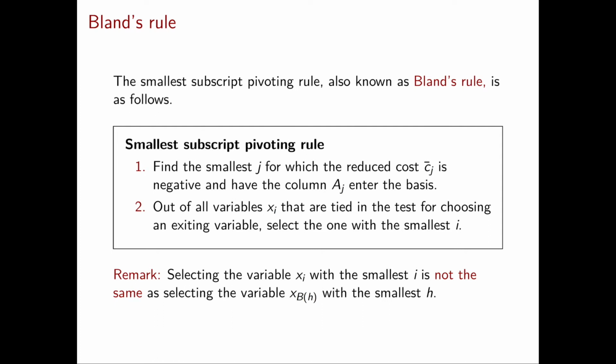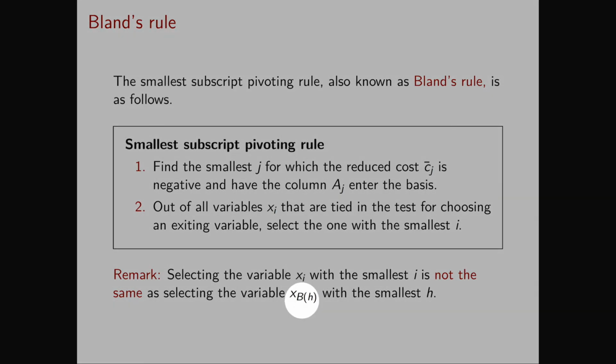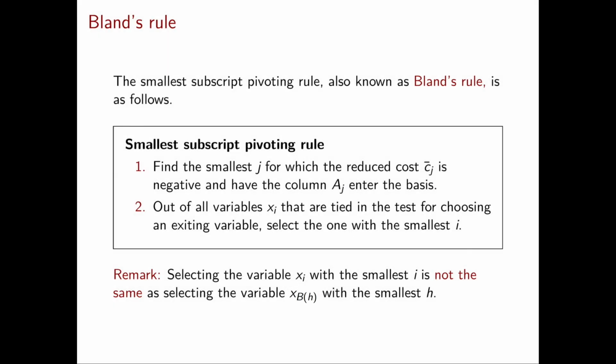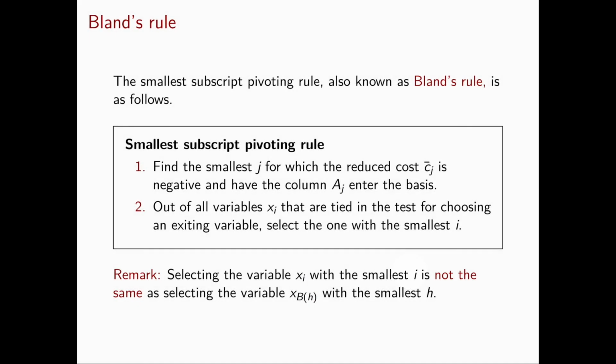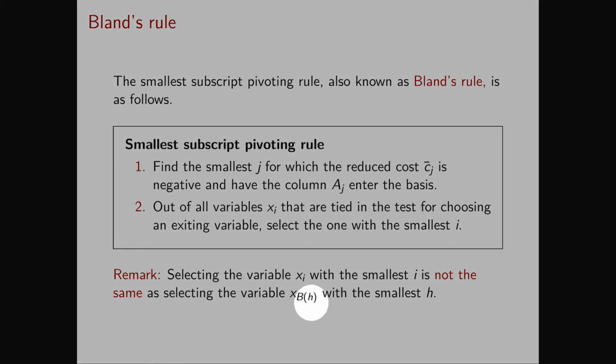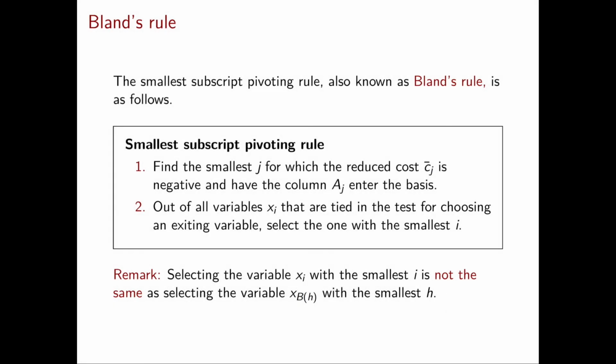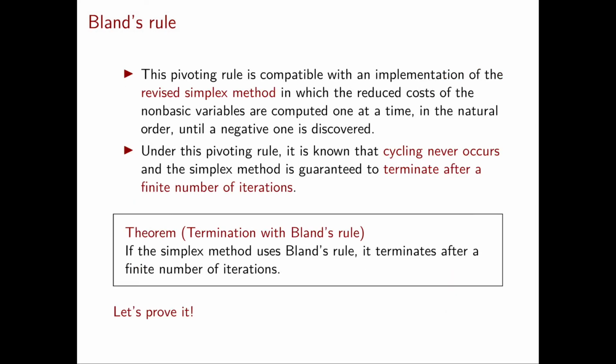It's very important here that you don't get confused between the indices of the x variables and the number of the basic variable. In this pivoting rule, we always select the variable xi with the smallest i, and this is different from selecting the variable xB(h) with the smallest h. So be careful about this. Note that while the lexicographic pivoting rule, as we have defined it, is tailored only for the full tableau implementation, Bland's rule can be directly used in all the implementations we've seen.